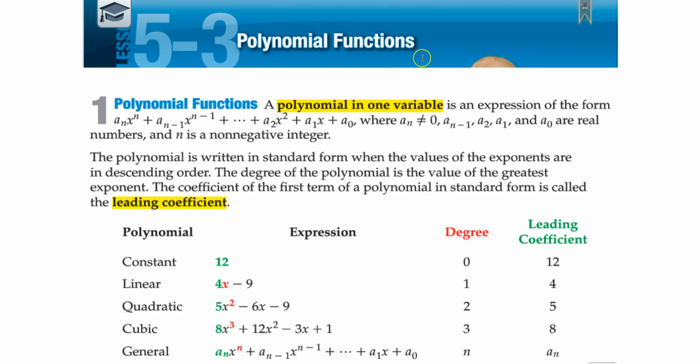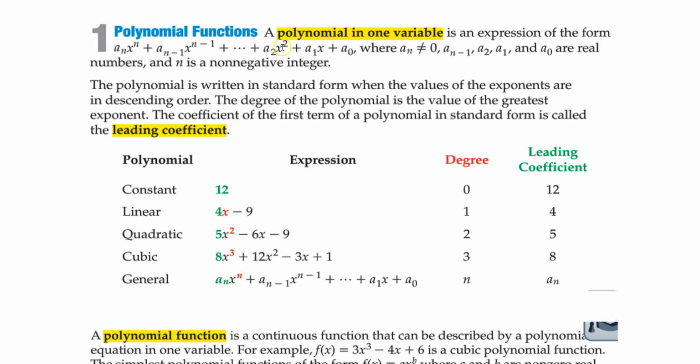5.3 Polynomial functions. So this lesson's all about different types of polynomial functions, how to name them, how to add things, how to do stuff with polynomial functions. So first, we talked about before, when we talk about a polynomial function, instead of just polynomial equations, a polynomial function should only have one variable, right? It's gonna be y equals this polynomial equation.